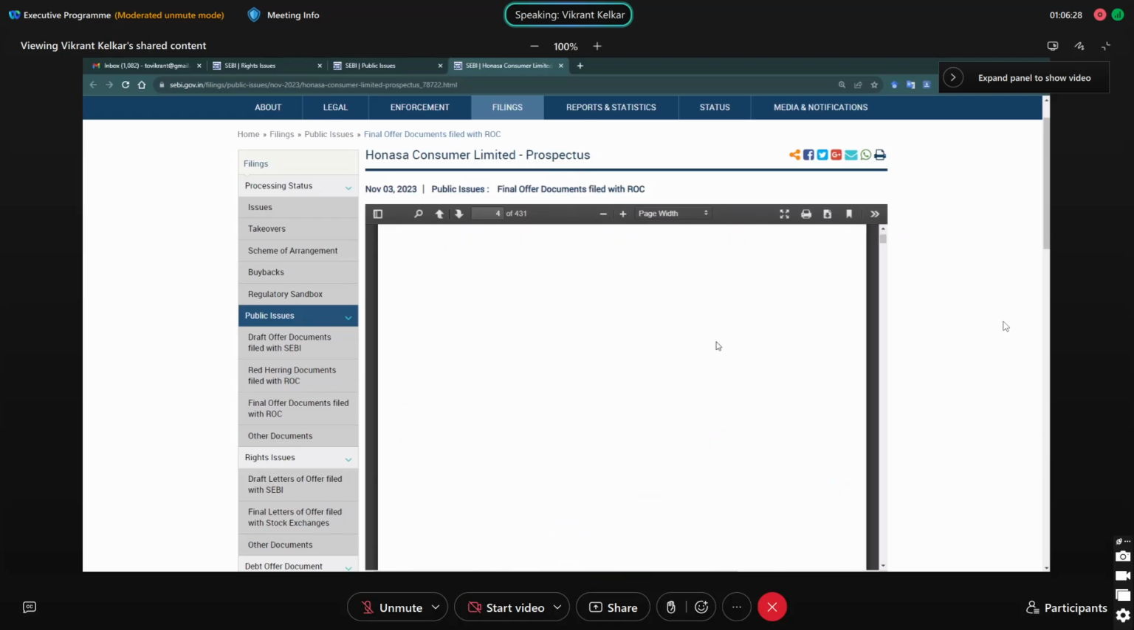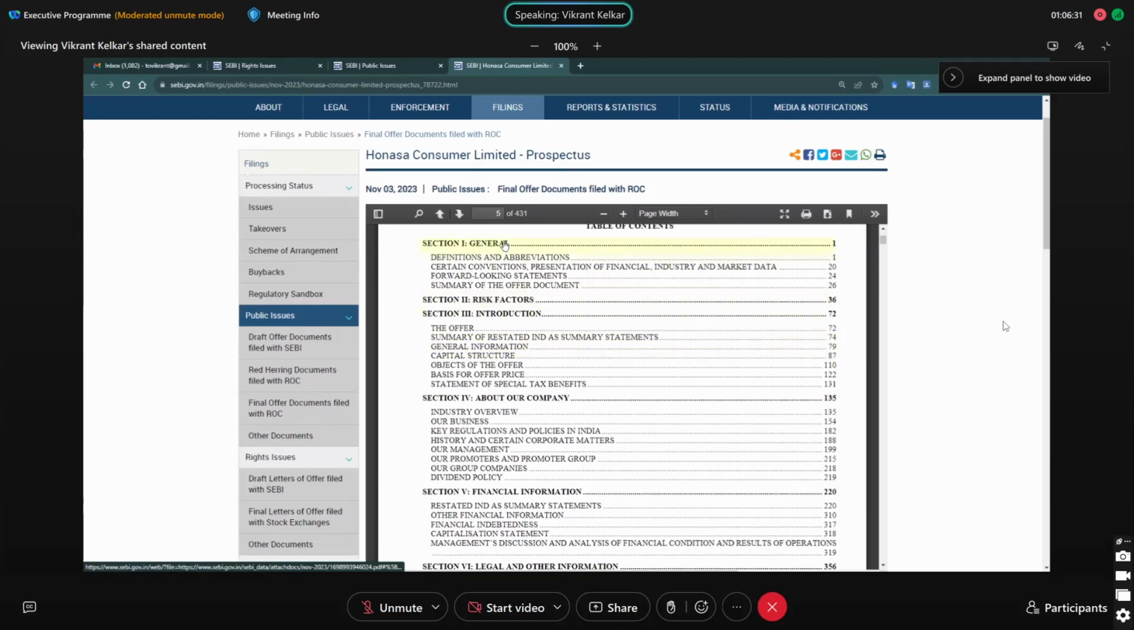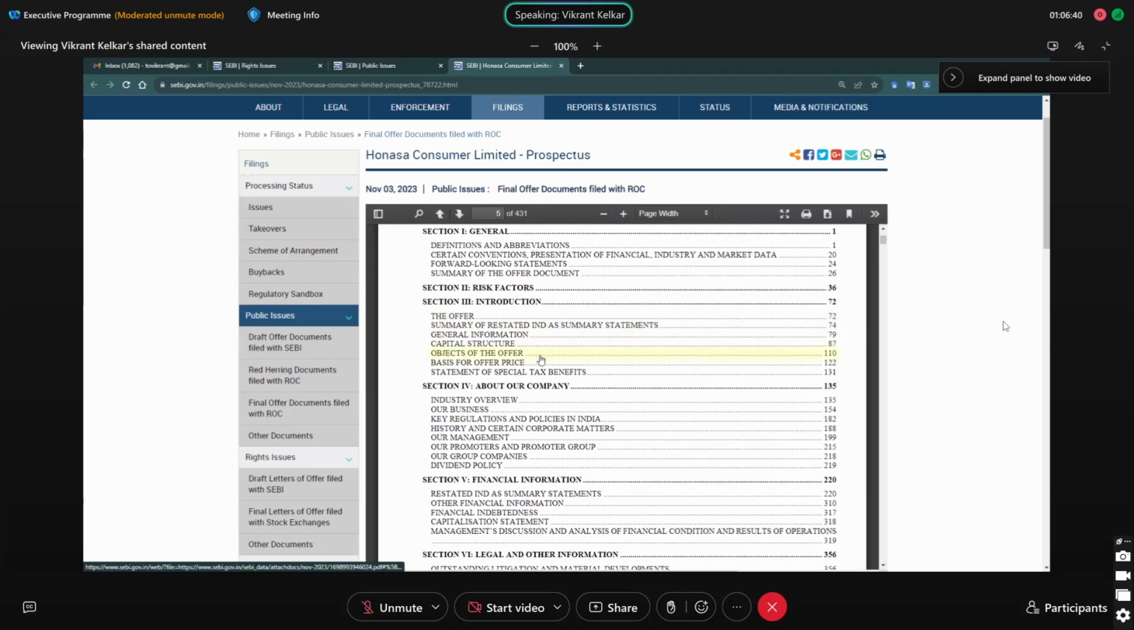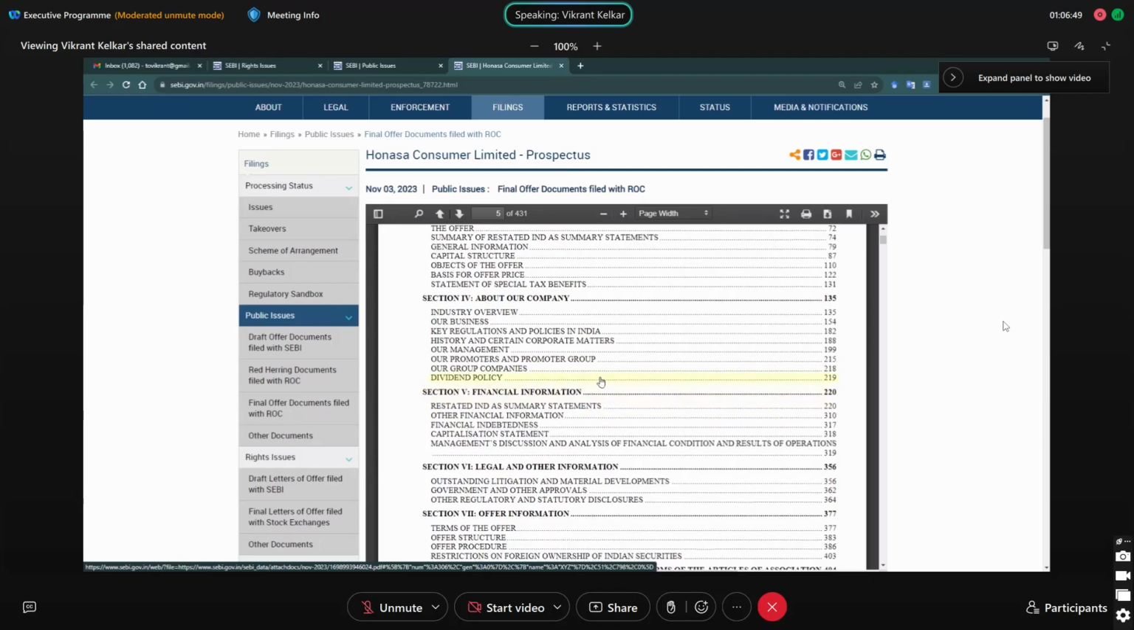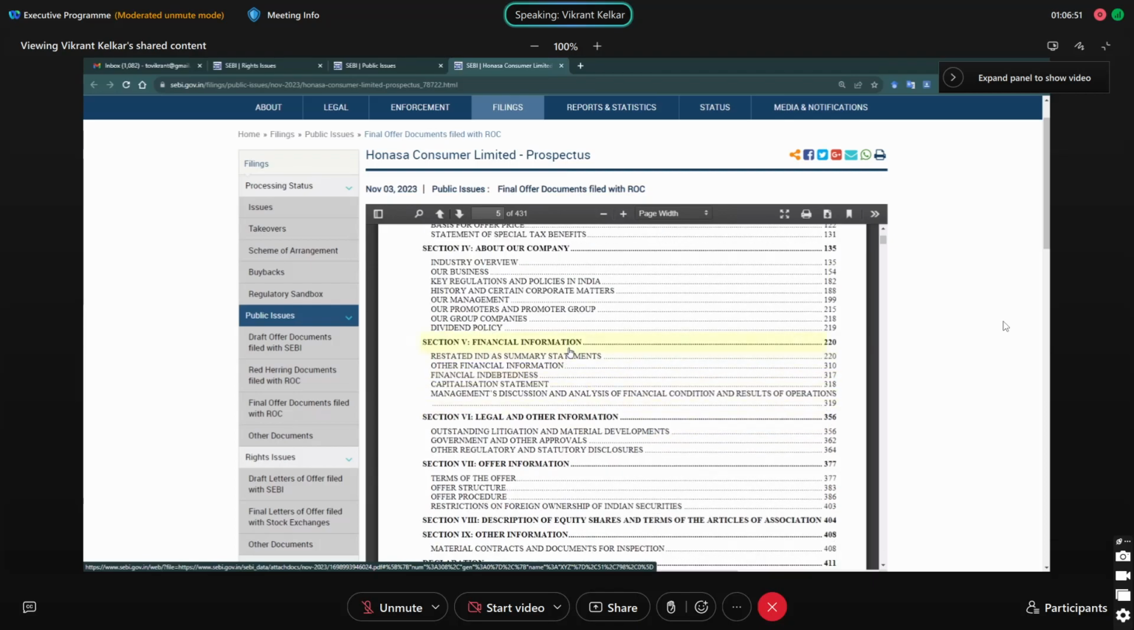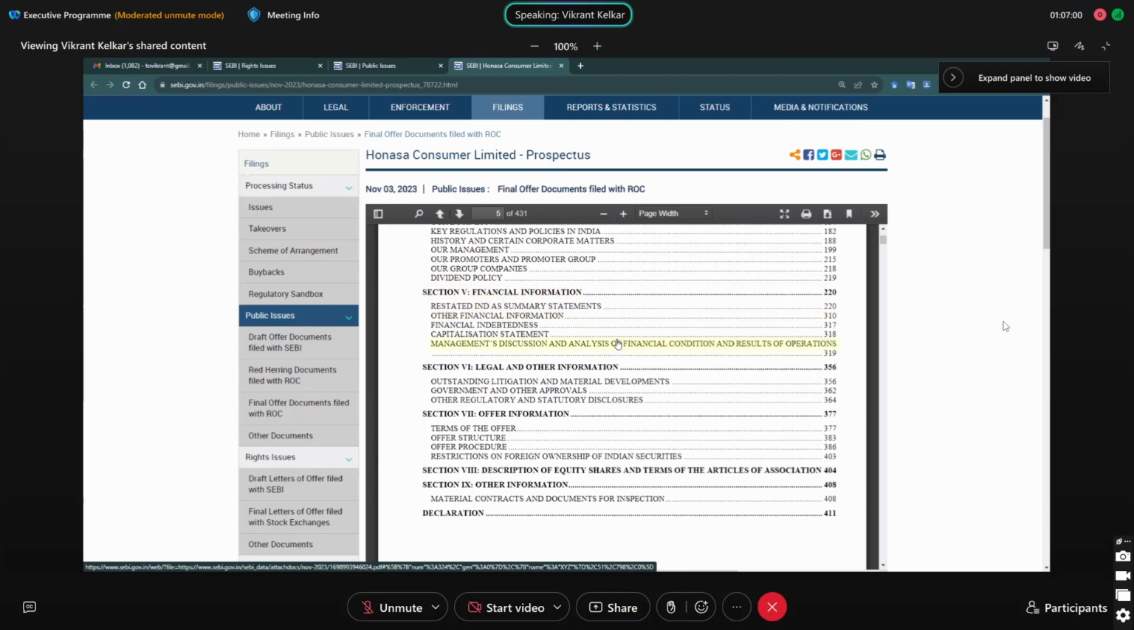Check out. We'll go to the index page only. First one is general information. Second one, the risk factor. Third one, introduction, the offer and other information regarding the company. Then about the company, the whole story of the company, regulation and regulators, history, management, promoters and information of promoters, dividend policy. Then financial information. ये सबसे बड़ा part होता है. Here you are going to have the P&L, balance sheet, the statement regarding indebtedness, management discussion, analysis, and so on.